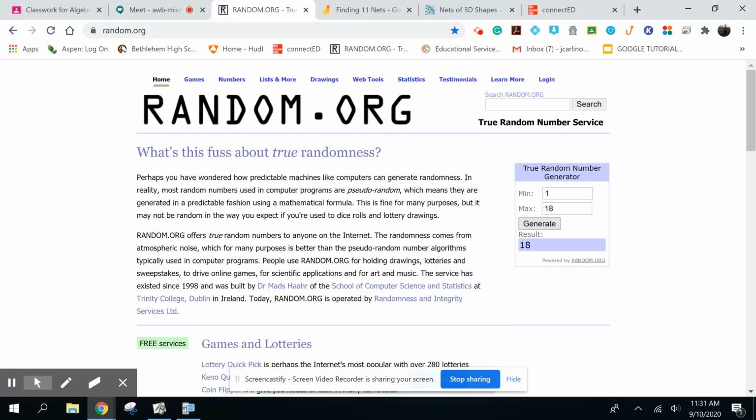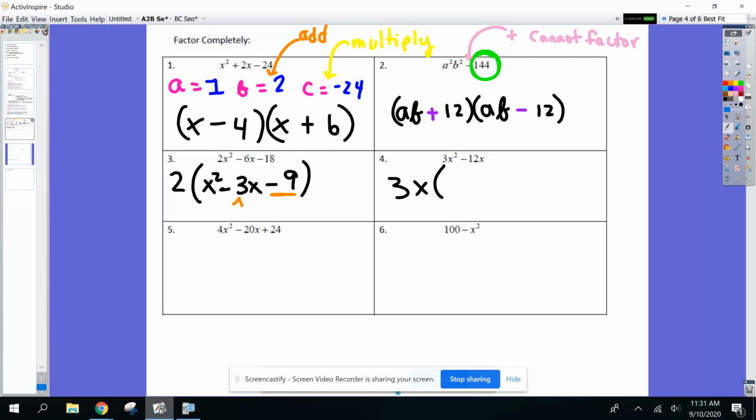Here we go. 18, Donovan. I take a 3x from 3x squared. What's left? Is it just an x? It's just an x, yep. Not off the hook yet. Minus. What do you think I'm left with if I take a 3x from 12x? 4. Yeah. And notice he didn't put x with it because we already took it out. Done.